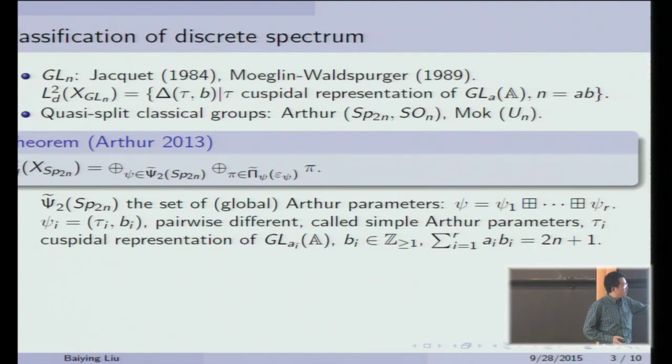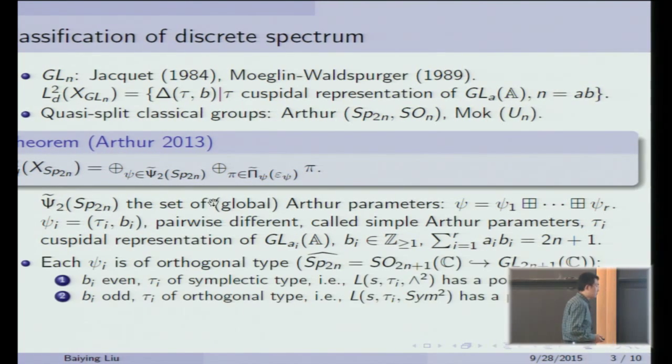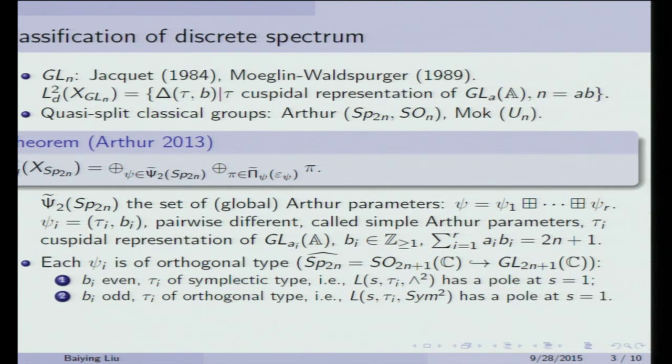These Arthur parameters have the form of a sum of simple Arthur parameters psi_i, of the form tau_i boxtimes b_i, with the pi_i different. Here tau_i is a cuspidal representation of GL_{a_i}, and b_i is some positive integer, satisfying the condition that the summation of a_i times b_i is 2n+1. The reason is that the dual group of the symplectic group is SO(2n+1, C). So each psi_i has to satisfy an additional orthogonal-type condition, namely this parity condition. If b_i is even, then tau_i is of symplectic type, namely the exterior square L-function has a pole at s equals 1. If b_i is odd, then tau_i is of orthogonal type, and the symmetric square has a pole.